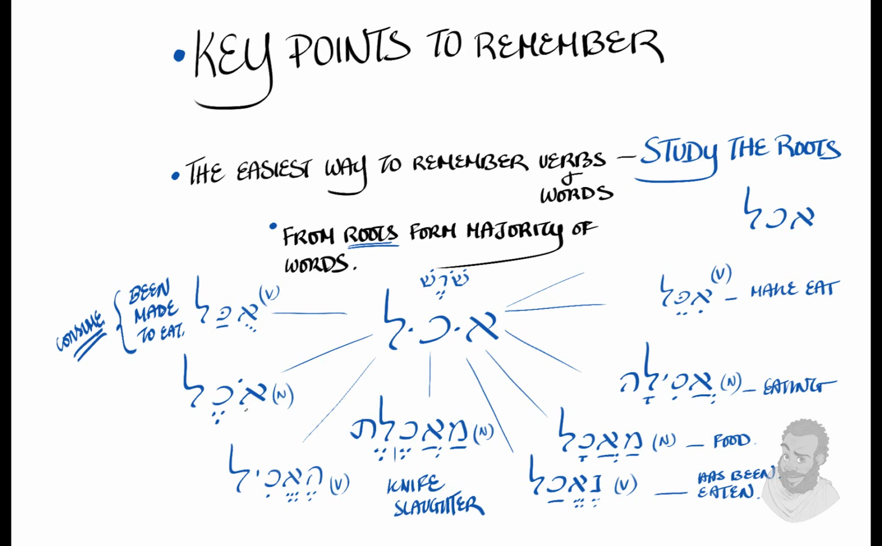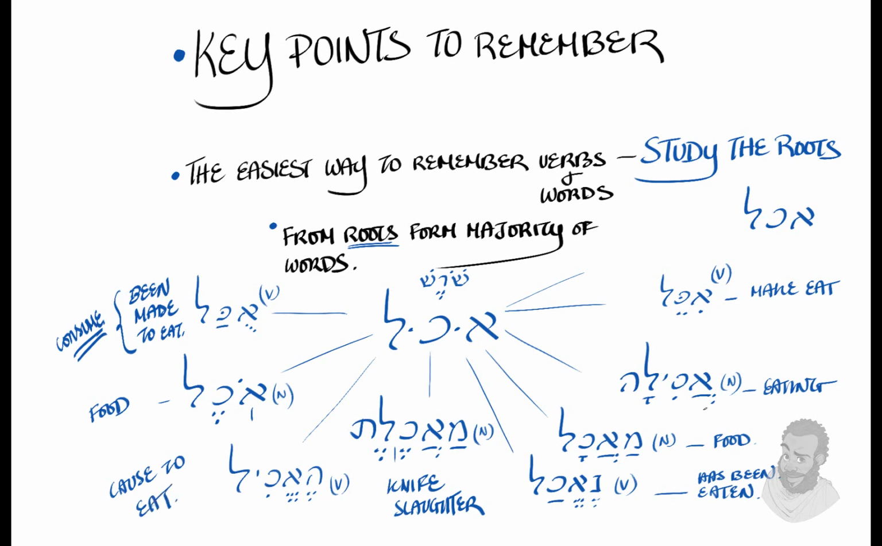Okay, now this is ochel. Ochel is food. There's a lot of words for food, but that's how it is. Next, we have he'echil. He'echil is cause to eat.